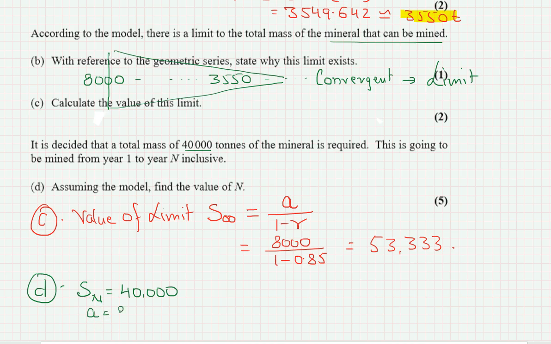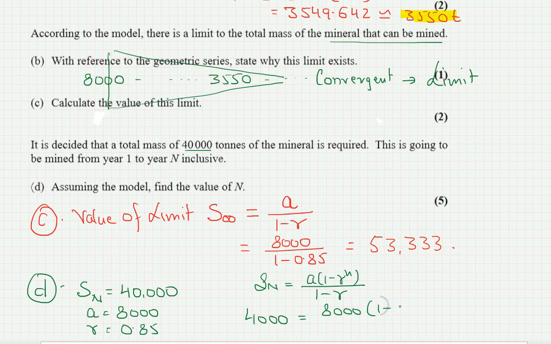We know the value of A. We started from 8000. We know R is 0.85. So we use this formula. Sn will be A times 1 minus R to the power n over 1 minus R. So 40,000 will be 8,000 times 1 minus 0.85 to the power n over 1 minus 0.85.